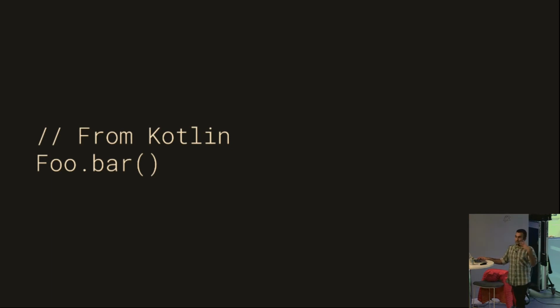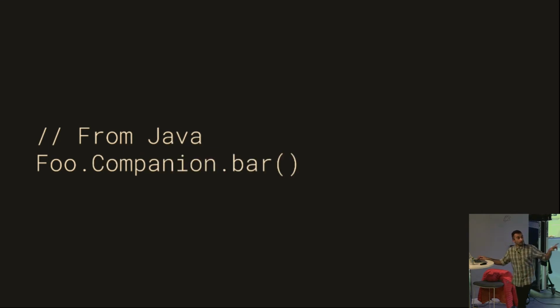But we've explicitly said this is an object, and it's an object that contains a function, so we've been a bit more specific about what it means. From Java, it actually generates an inner class called Companion. So you just call foo.companion.bar, but it's a bit neater when you call it from Kotlin, because you can just miss out the companion. And you can rename the companion if you want to. You can give it a different name.